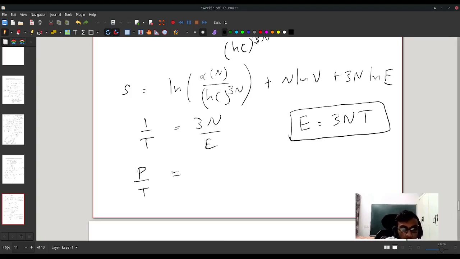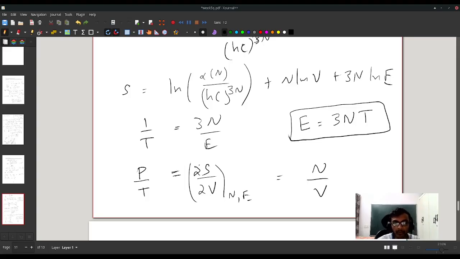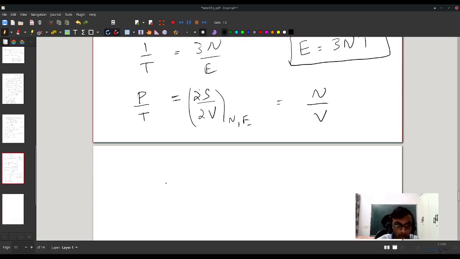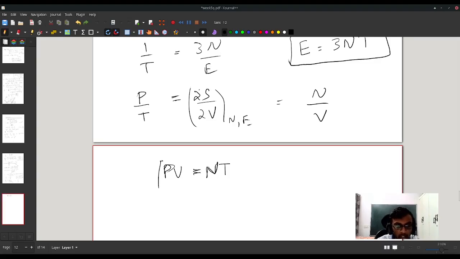The pressure is going to be, p by t is dou s by dou v at constant n and e, which is going to be n by v. So pv is equal to n times t. So this equation of state is again the same for this ideal gas as well.